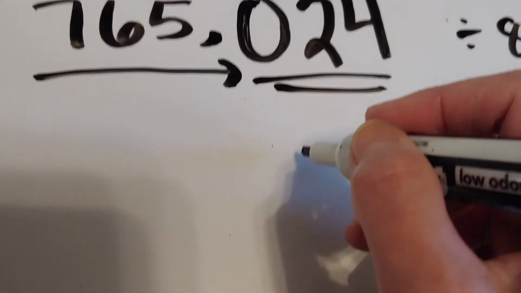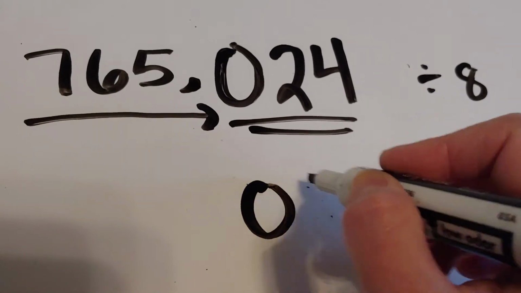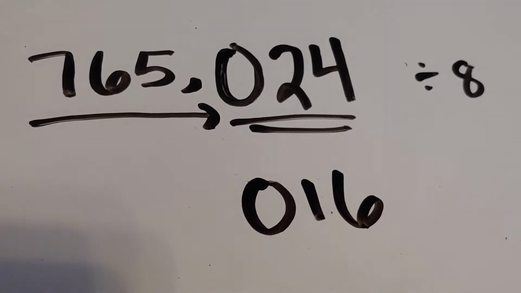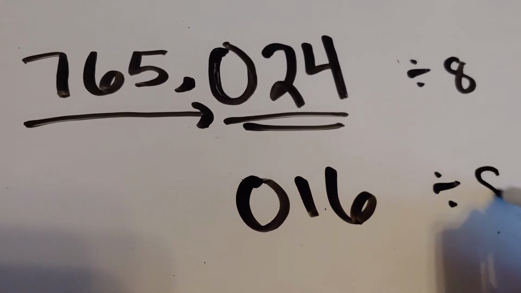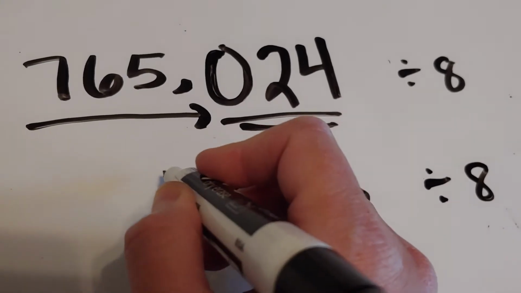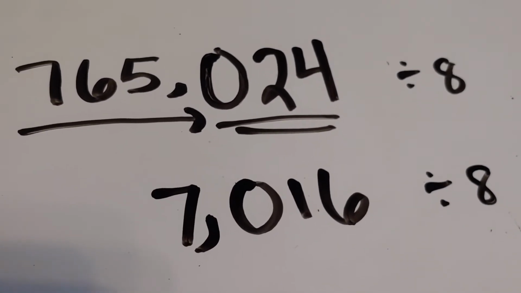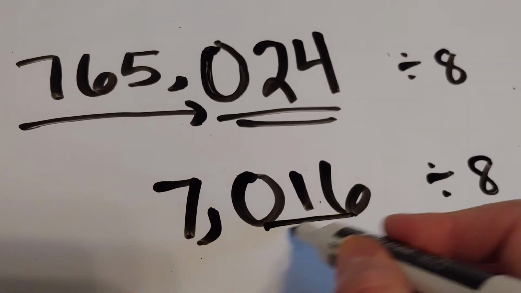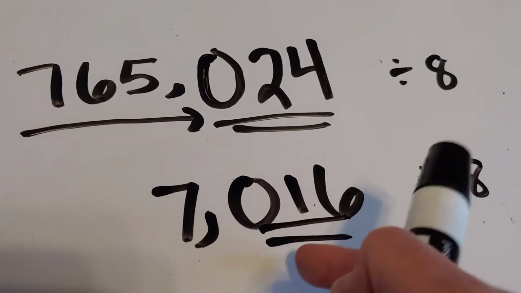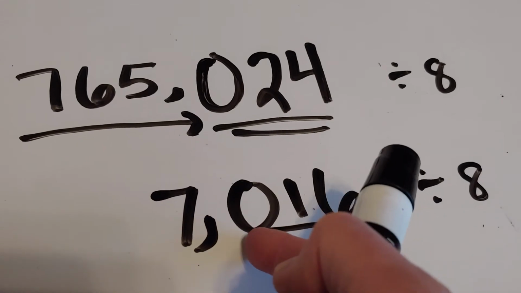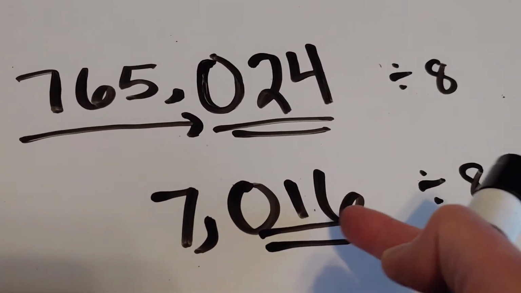Let's try another easy one. If I had 016, I know that that's divisible by 8. So again, the front of the line could be gigantic or not that big. So here's an example where this test is easy, as long as this is a 0 and then these are just 2 digits.